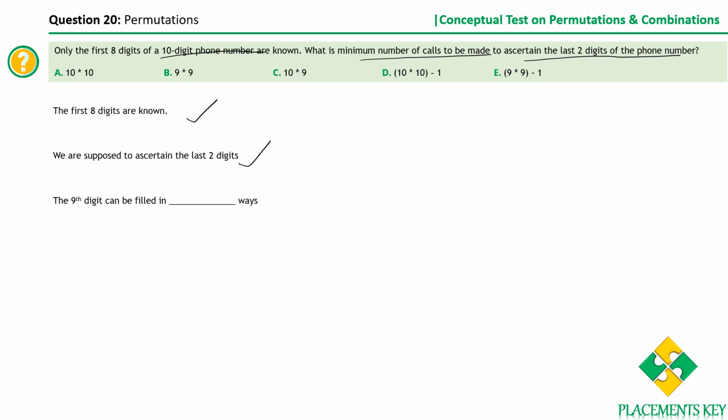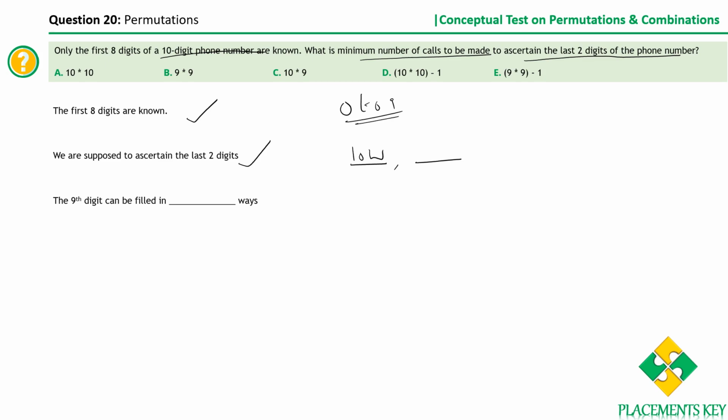The ninth digit can be filled in how many ways? So let me represent it here. This is this and this. So the ninth digit can be filled in how many ways? Either 0 can come, or 1 or 2 or 3 or 4 or 5. Any of these digits from 0 to 9 can come. So this can be filled in 10 ways.